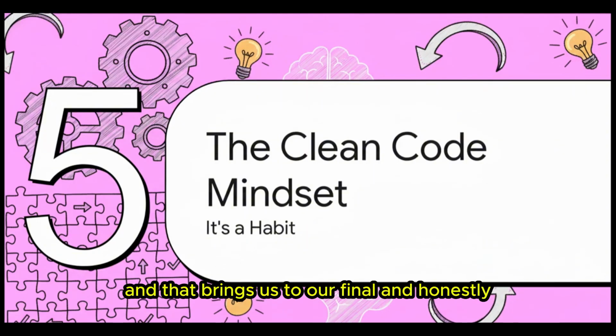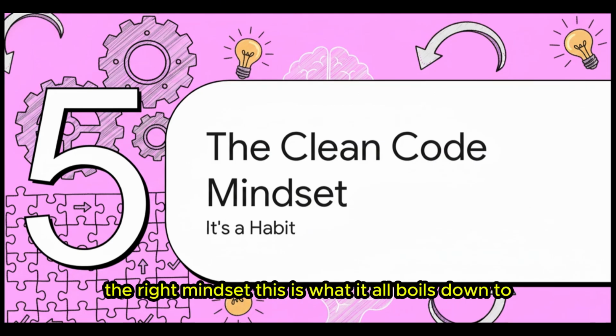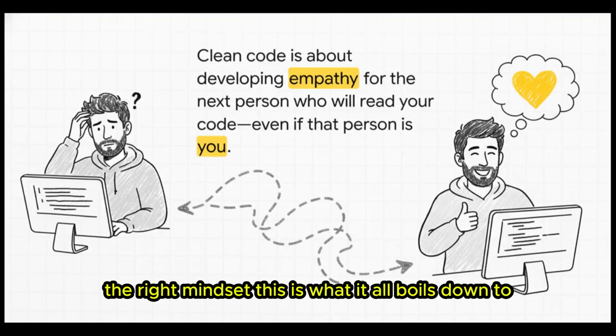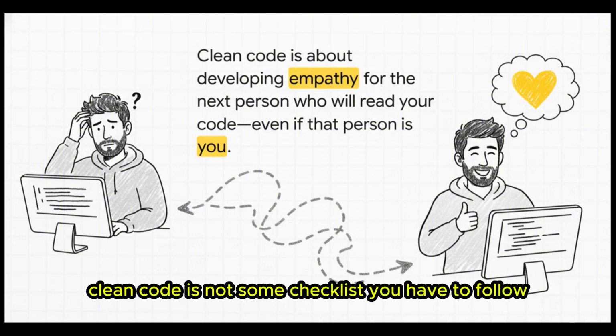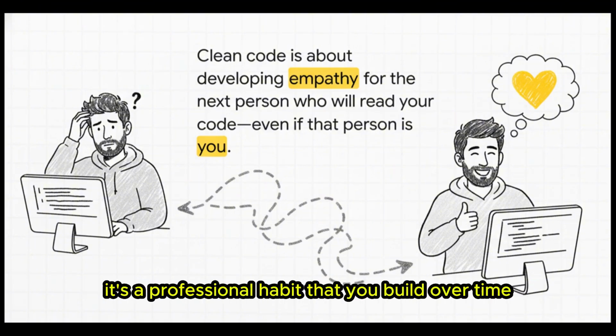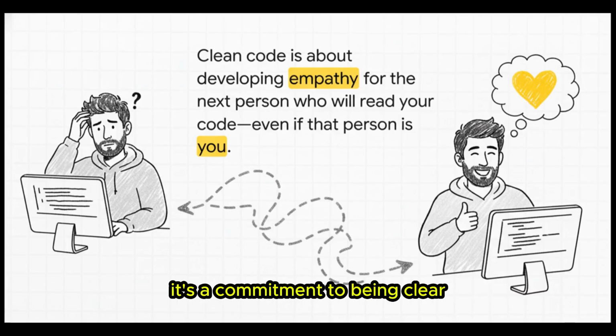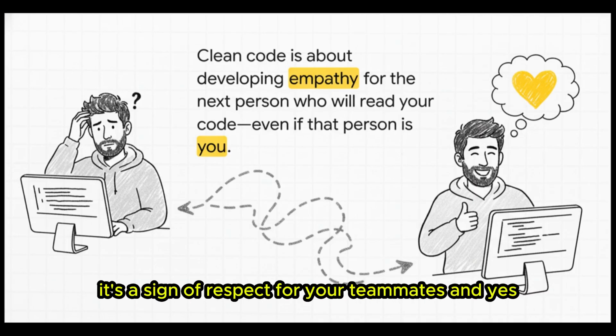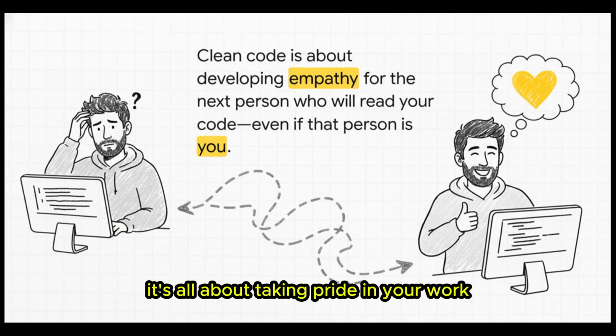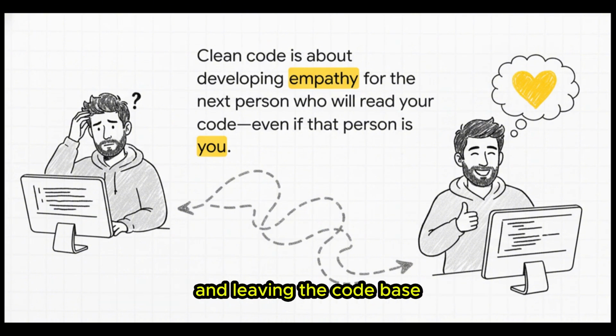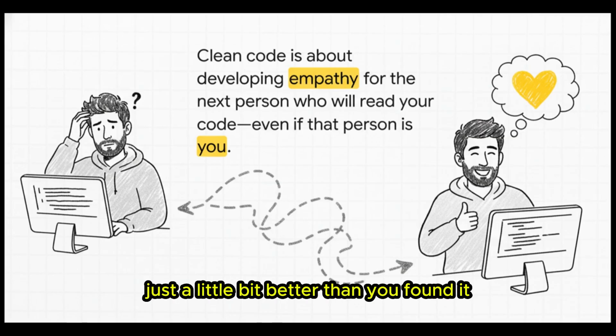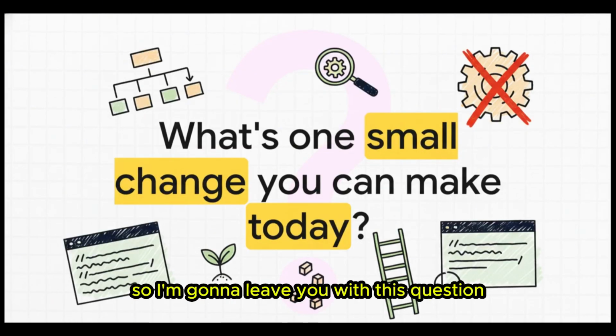And that brings us to our final and honestly most important section. All of these tips and tools are fantastic, but they only really work if you adopt the right mindset. This is what it all boils down to. Clean code is not some checklist you have to follow. It's a professional habit that you build over time. It's a commitment to being clear. It's a sign of respect for your teammates and, yes, for your future self. It's all about taking pride in your work and leaving the code base just a little bit better than you found it.